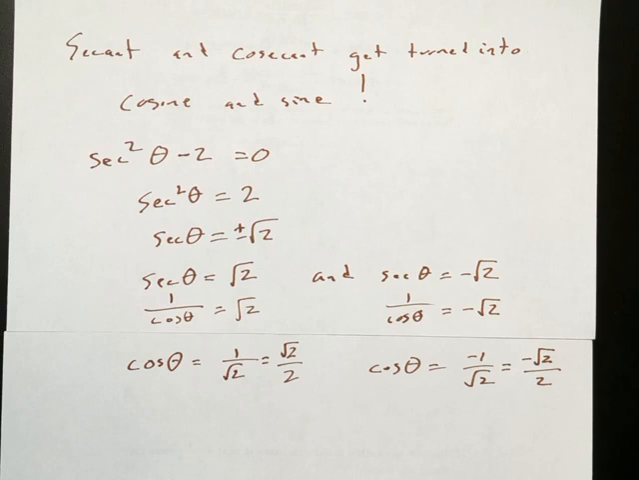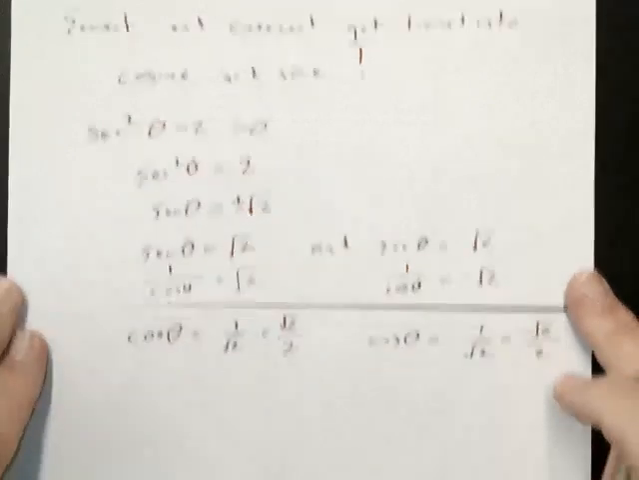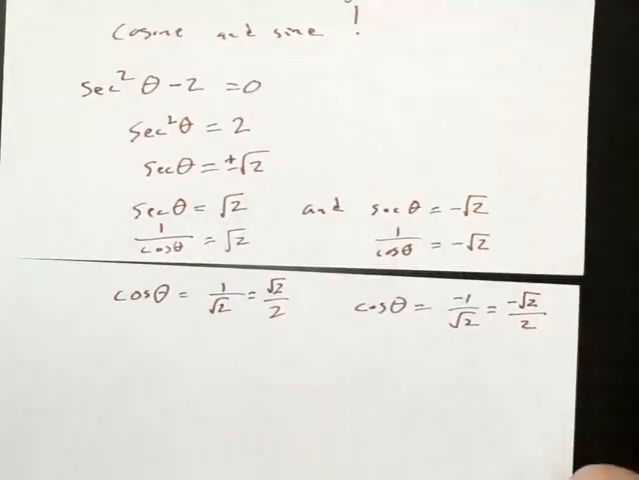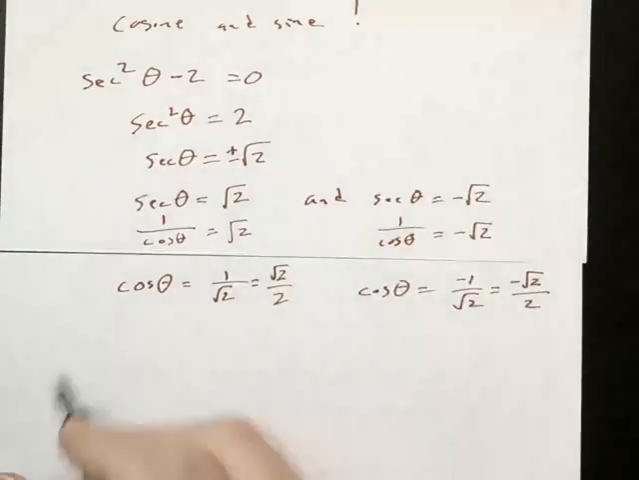Well, now I need 2 answers for the one on the left and 2 answers for the one on the right. Here, the cosine is positive. That's an angle in quadrant 1, and an angle in quadrant 4. Here, the cosine is negative. It's an angle in quadrant 2, an angle in quadrant 3. So I get 4 distinct, separate answers in the basic first period.